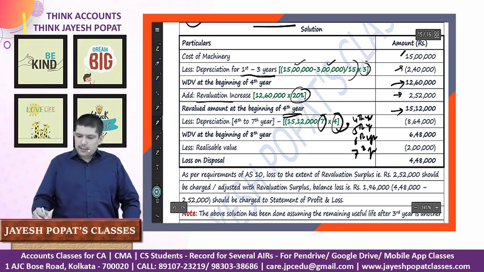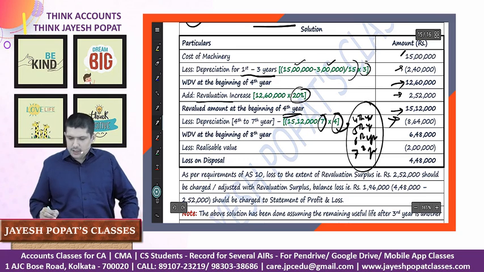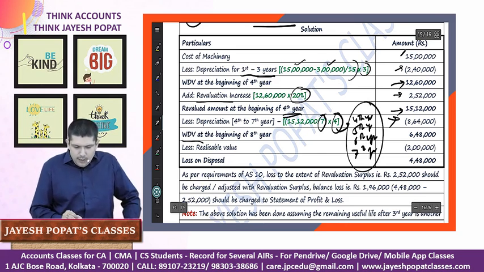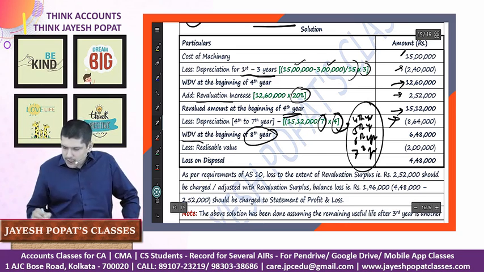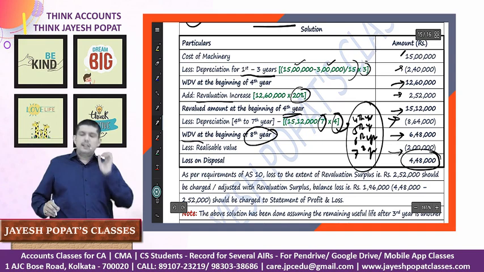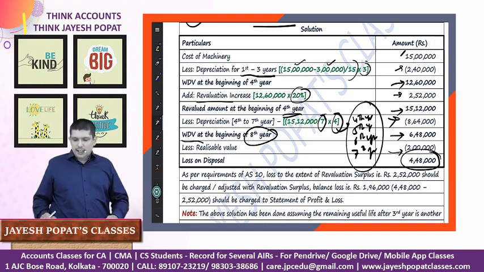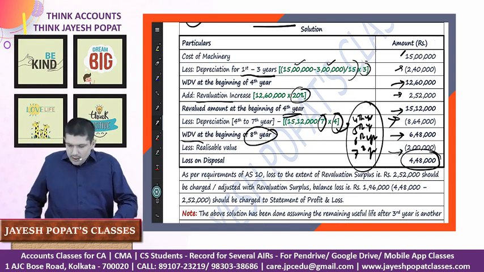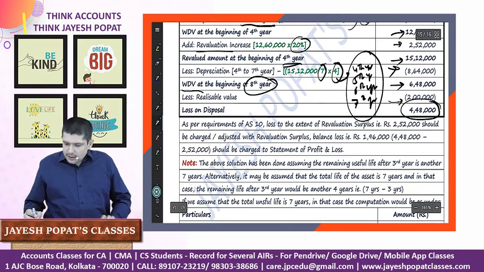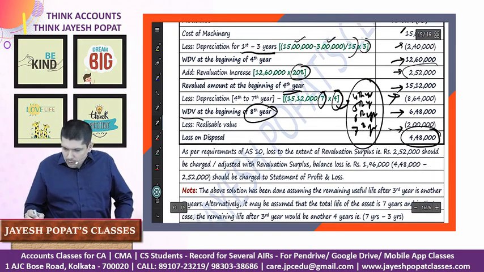For 4 years I am charging the depreciation, which is 864, and WDV of the machine at the beginning of the 8th year becomes so much. When we sell off, we'll get 2 lakh rupees, and 48 lakh is considered as loss on sale. See, there is an upward revaluation of 252 and there is a loss of 248.